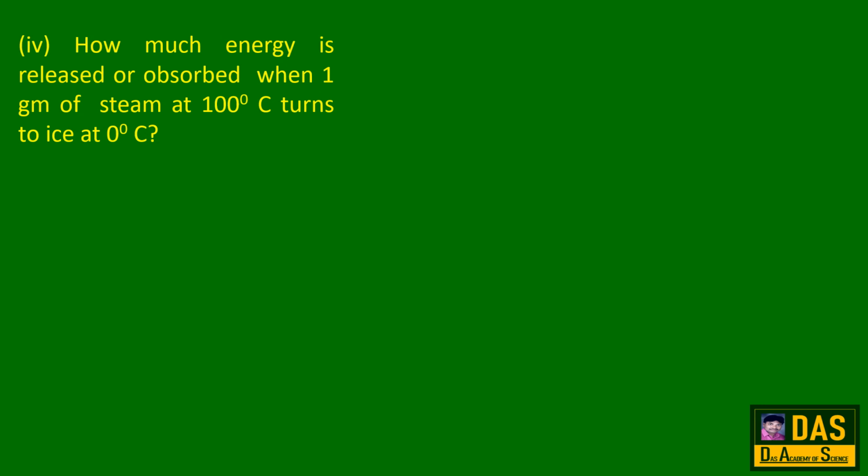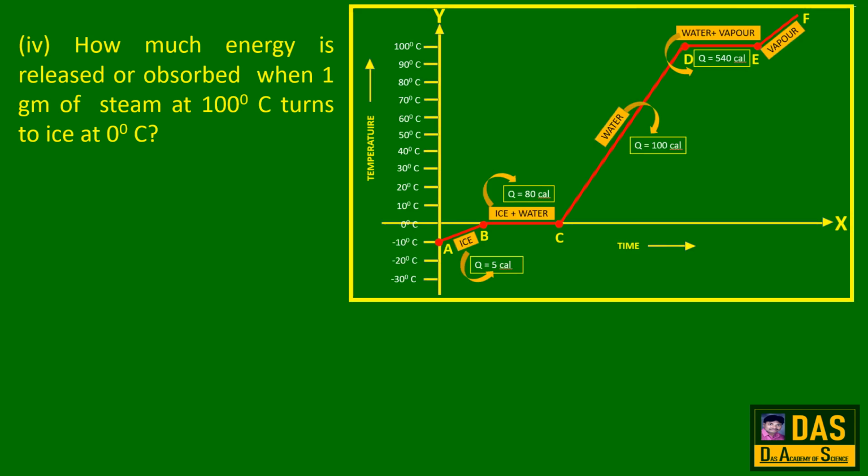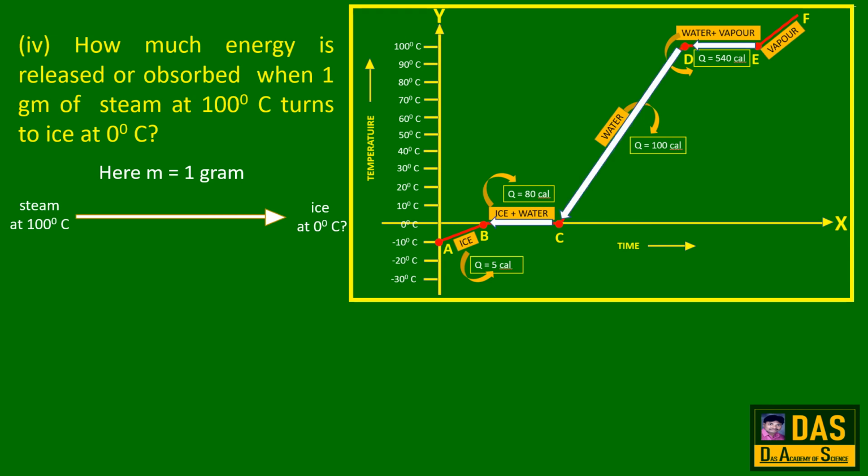Now finally, the fourth question. How much energy is released or absorbed when 1 gram of steam at 100 degrees Celsius turns to ice at 0 degrees Celsius? Here, mass of the substance, that is steam, is 1 gram. Conversion is steam at 100 degrees Celsius to ice at 0 degrees Celsius. When we observe this conversion in the time-temperature graph, this is from E to B.